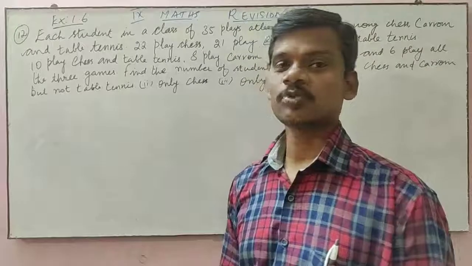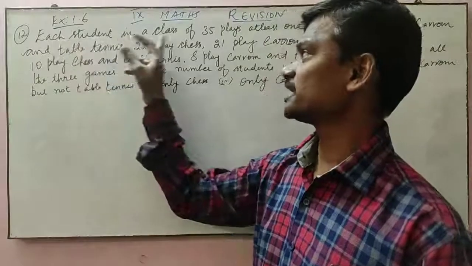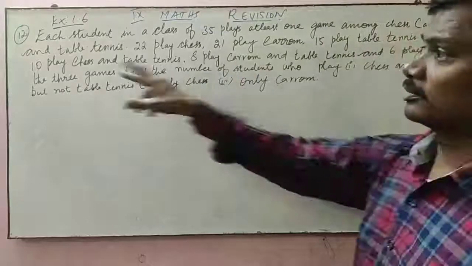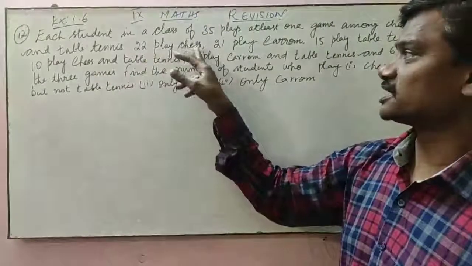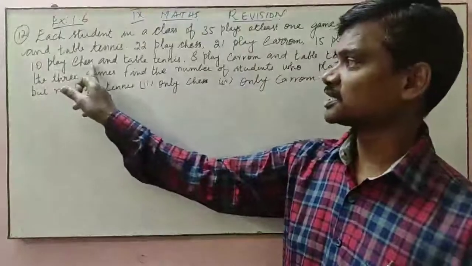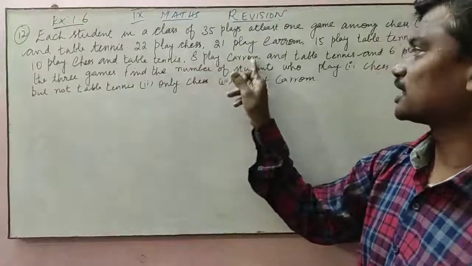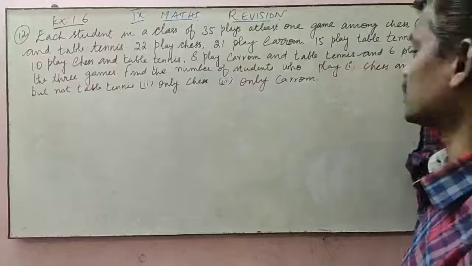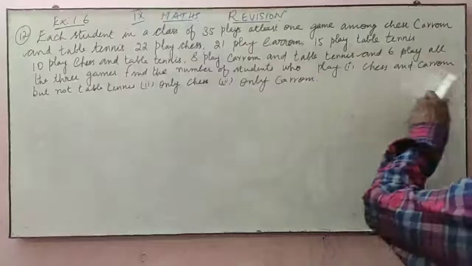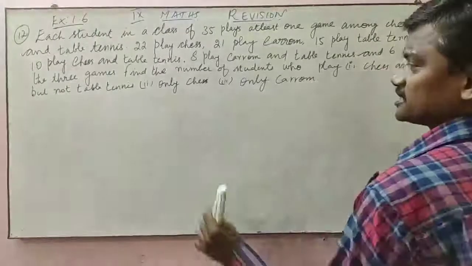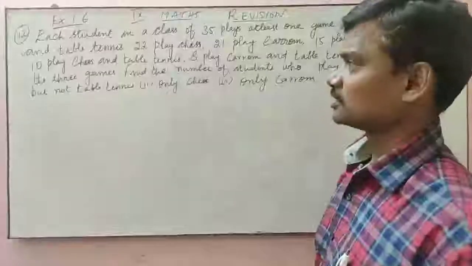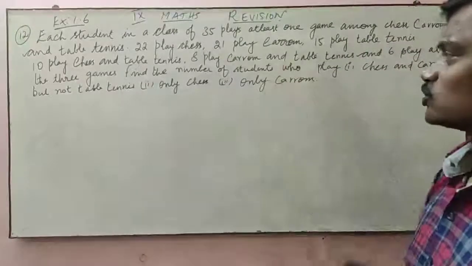Okay, next in exercise 1.6, the 12th question. Each student in a class of 35 plays at least one game among chess, carom and table tennis. 22 play chess, 21 play carom, 15 play table tennis. 10 play chess and table tennis, 8 play carom and table tennis and 6 play all the three games. Find the number of students who play first, chess and carom but not table tennis, second, only chess, third, only carom.